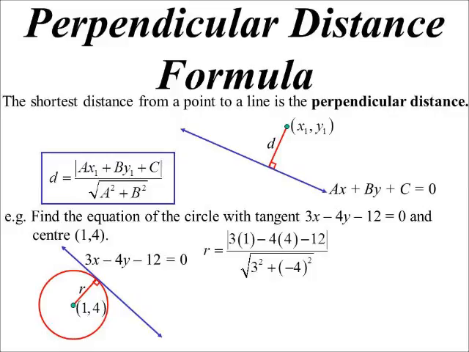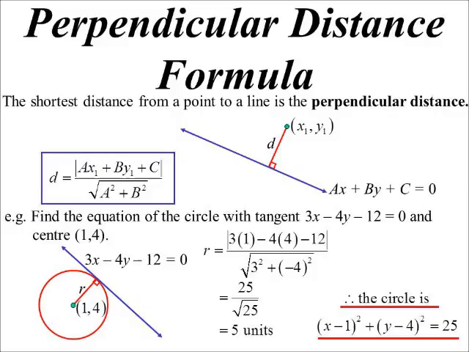Then on the bottom, square root of those coefficients squared. The coefficients are 3 and negative 4. And 25 under the square root, square root of 25, which of course simplifies down to just be 5. So we now have the centre and the radius. We can write the equation of the circle: (x minus 1) squared plus (y minus 4) squared equals 25.